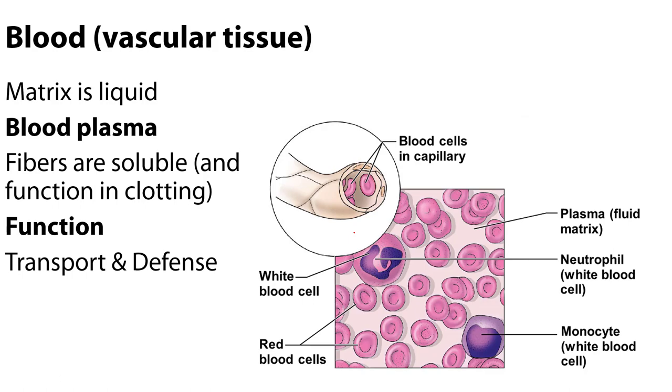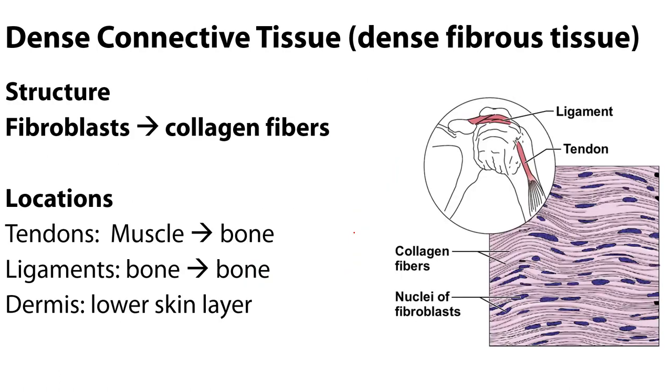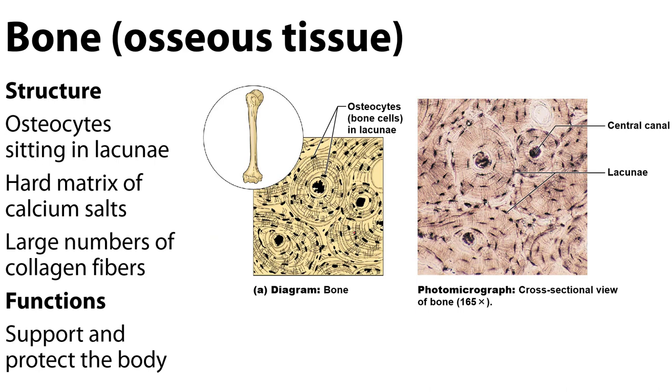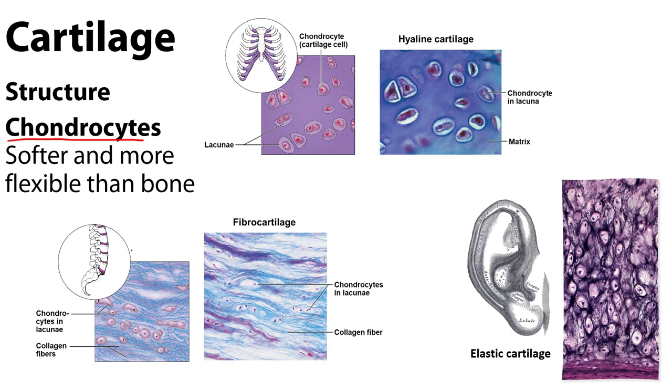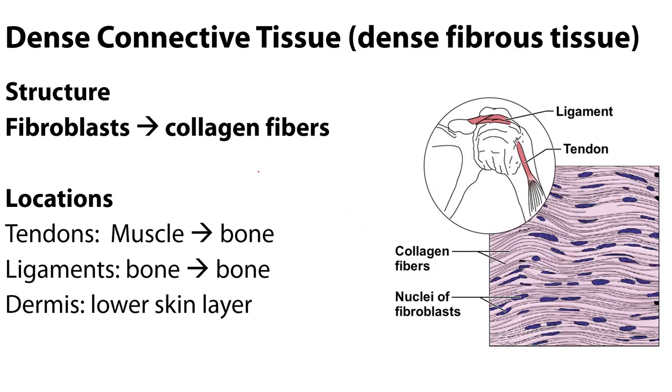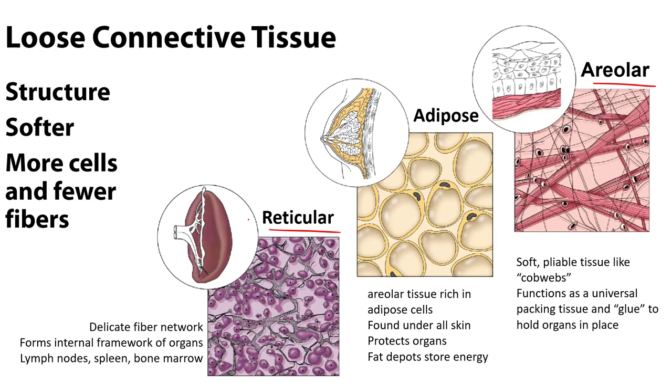a matrix of some kind, okay? So in bone, the matrix is made of calcium and some collagen. In cartilage, it's made, I think, mostly out of fibroblasts, again, collagen again. And then in dense connective tissue, once again, it's collagen. And loose connective tissue, it is various things, I believe. Let me see if I can find the... I think it depends on the cell type, but also it's probably just fibroblasts again and collagen.